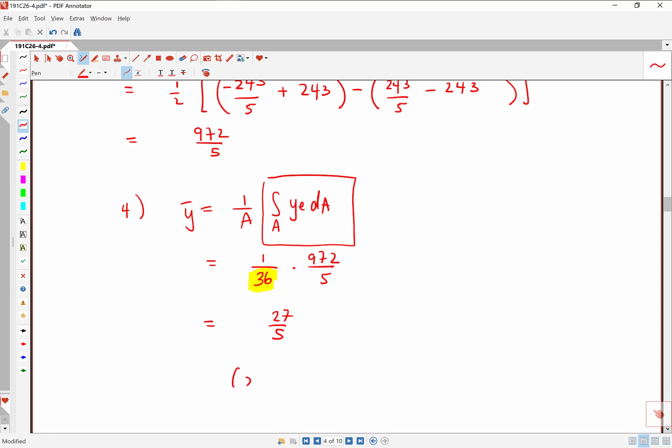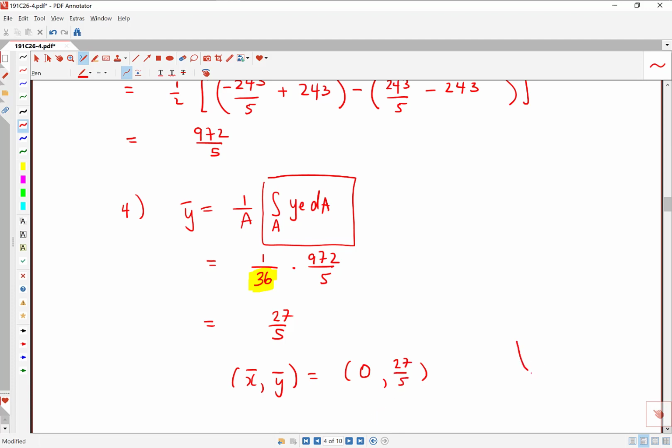So to finish the problem, usually we just summarize it by saying what are the x and y coordinates of the centroid of our region. Remember, right at the beginning of the problem, we said x bar would be 0 by symmetry. So we knew that pretty much right off the bat. And then we've just done all this work to find y bar, which was 27 over 5.